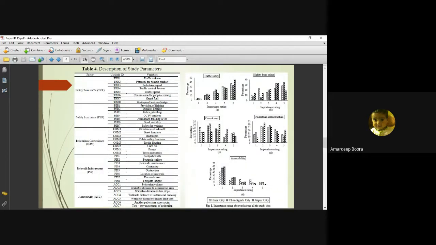So these are the different study parameters which were taken into account. These are the different factors, and these are the different variables which come under these factors. I am not going to discuss in detail because of the restriction of time. From this figure one, which shows the different factors and the importance ratings given by the pedestrians, this is for the combined model.